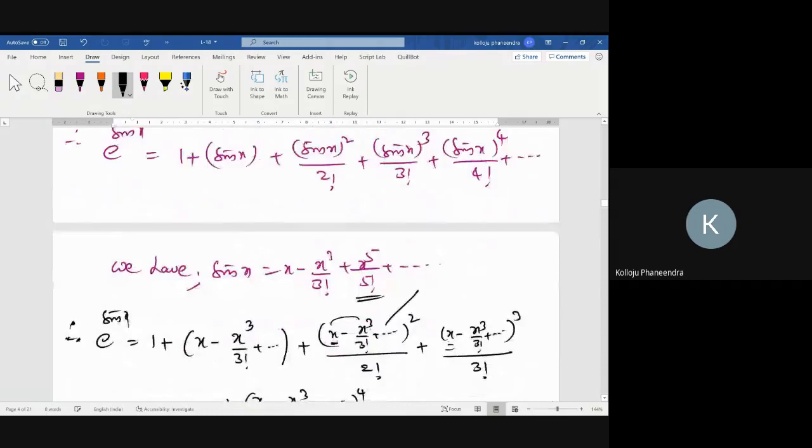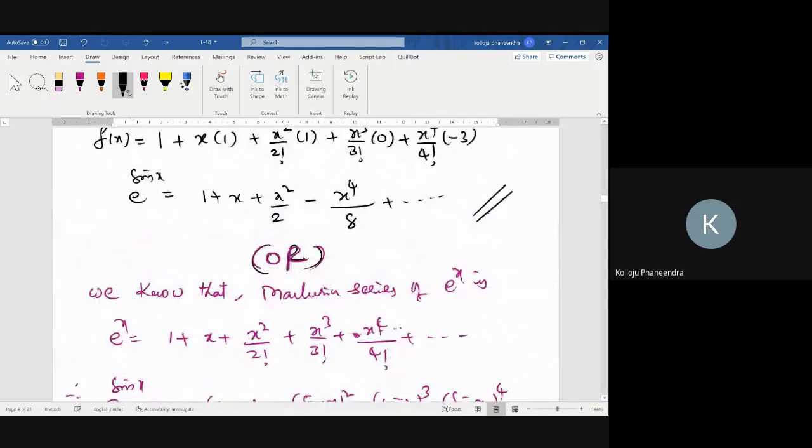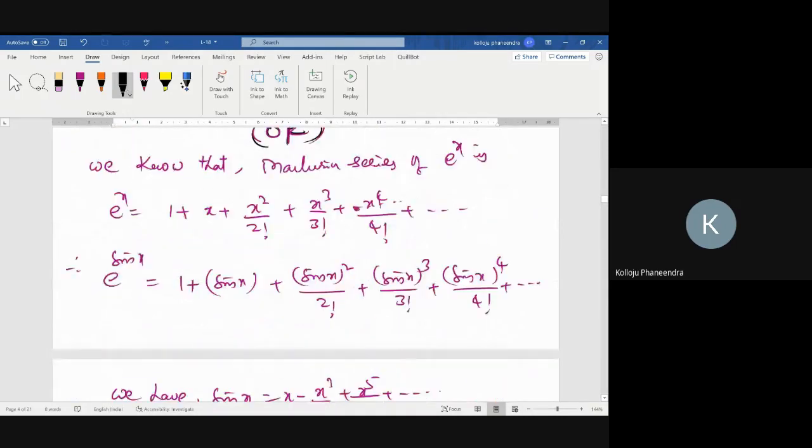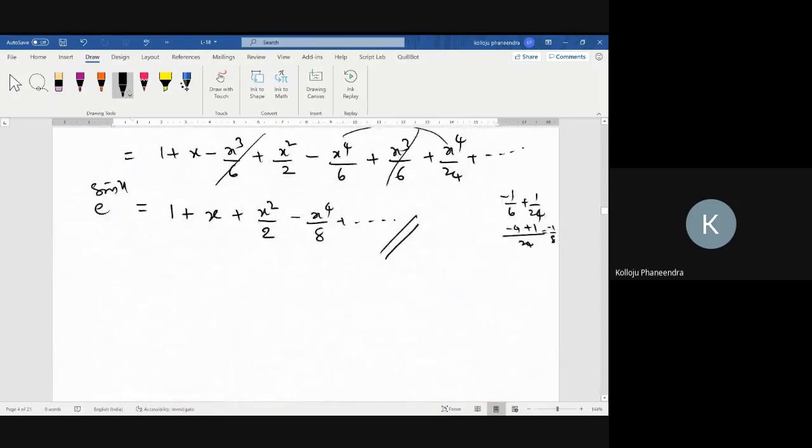Yes, 1 plus x square by 2, minus x power 4 by 8. What is the benefit of the second case? Without calculating any derivatives, we are just using the expansions in the given function. That's it. Okay, this is one model.